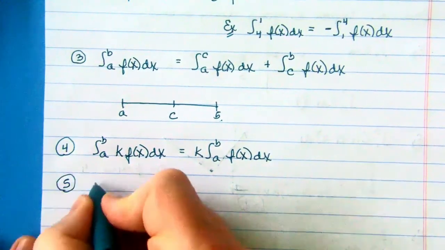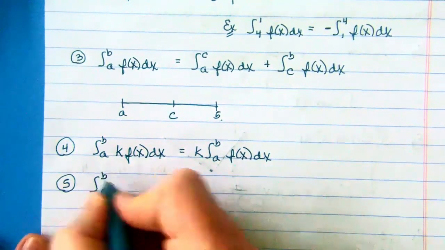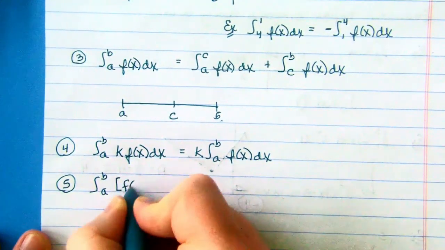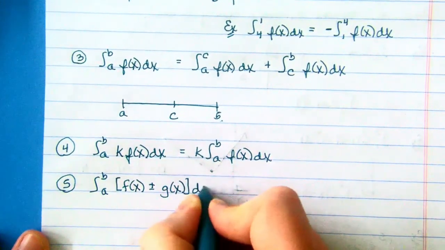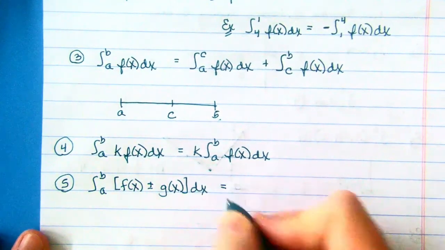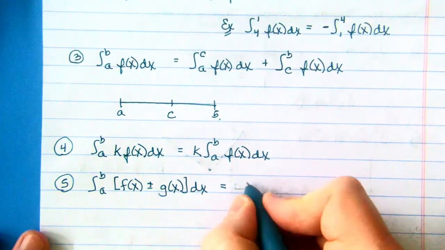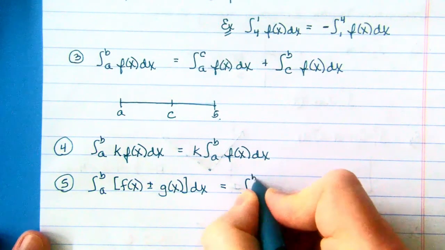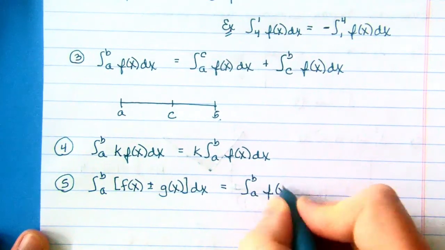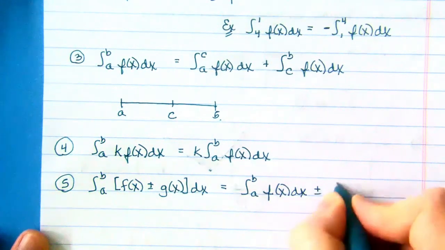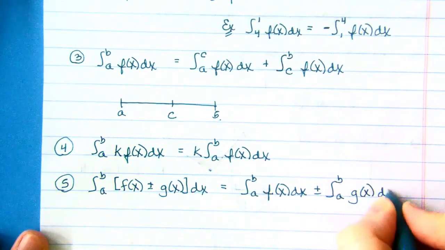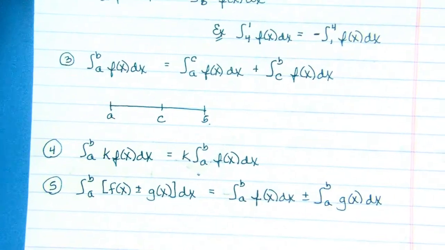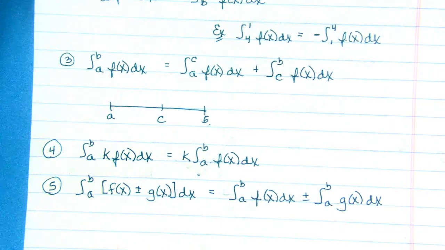Finally, we have a sum and difference property, the integral from a to b of one function f of x plus or minus some other function g of x dx. We can kind of do what we're always allowed to do with sums and differences. We can split it into 2 different integrals. I can do the integral from a to b of f of x dx plus or minus the integral from a to b of g of x dx. I'm going to pause, get 3, 4, and 5 in your notes if you haven't already.